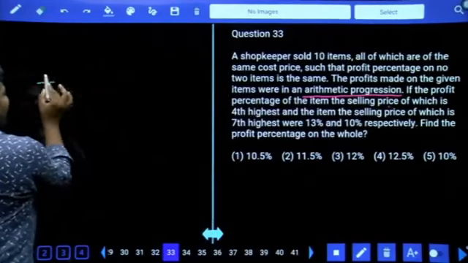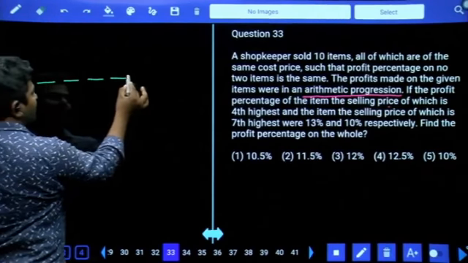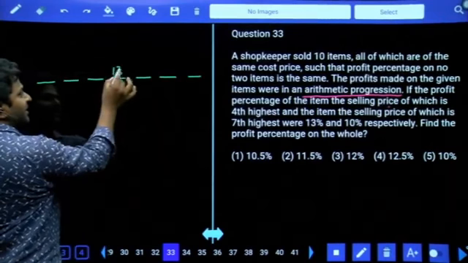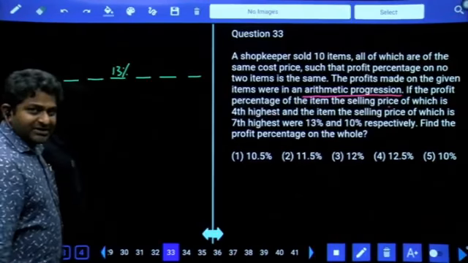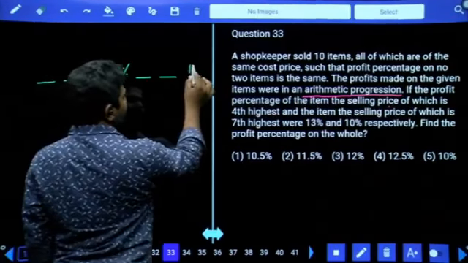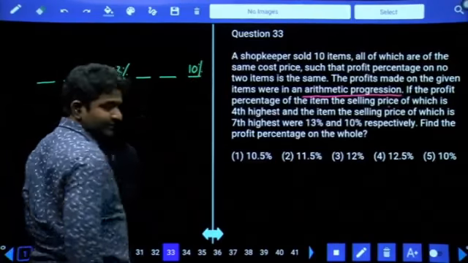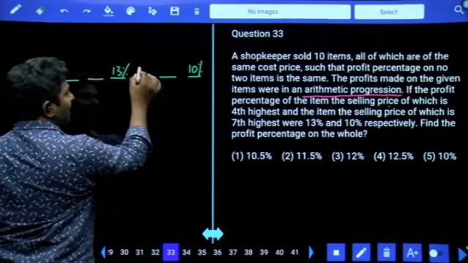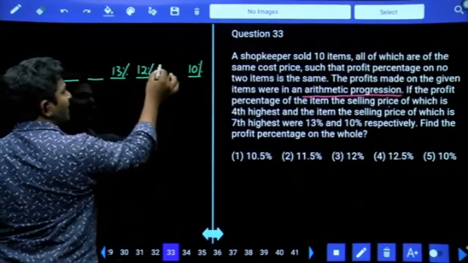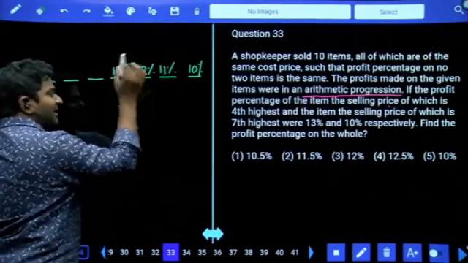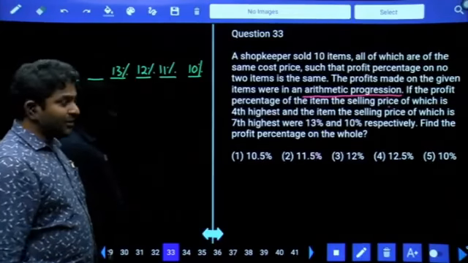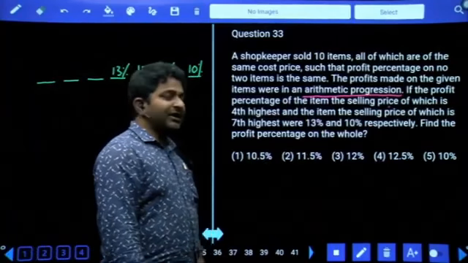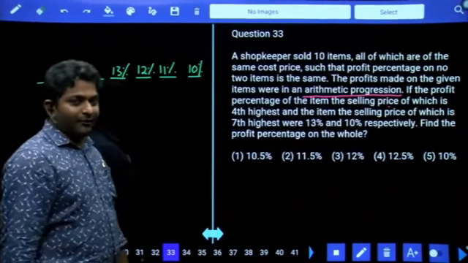Now, highest selling price, second highest, third, fourth, fifth, sixth, seventh. This is the 4th highest price. Profit on this is 13%, 7th place. Profit on this 10%. As they said, all are in arithmetic progression. 13 and 10. Between these two, we can write numbers like this. So numbers are in arithmetic progression. And find the profit percentage on the whole. That means average profit percentage.